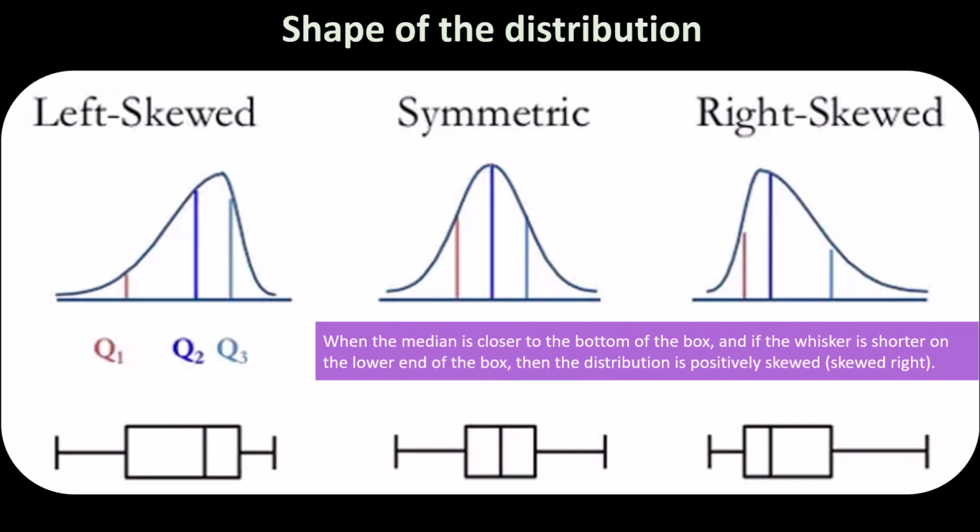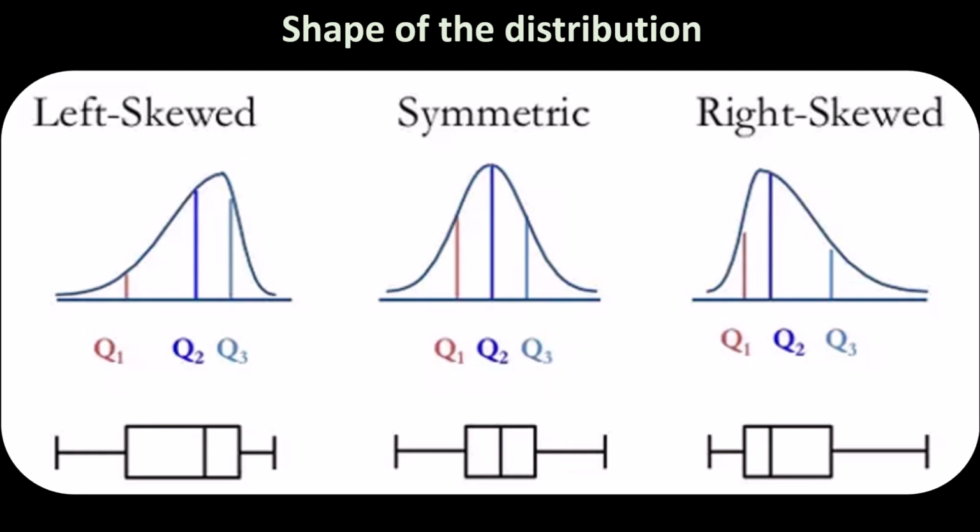The last one, skewed right. When the median is closer to the bottom of the box and the whisker is shorter on the lower end of the box, then the distribution is positively skewed or skewed right. Now you understand the shape of the box plot according to the shape of the distribution.